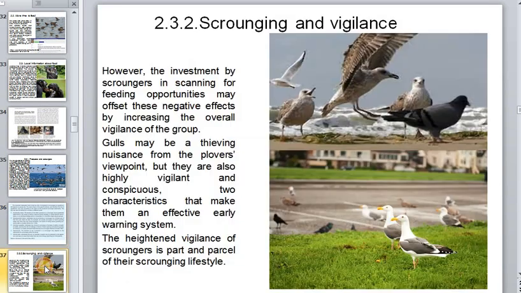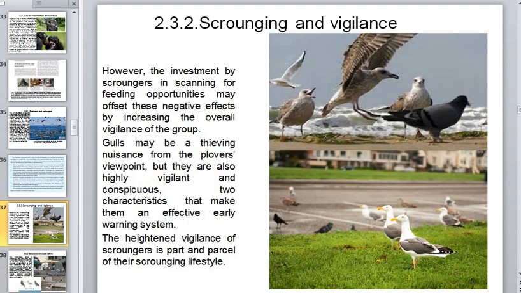Like a summary, but we move on to the next one: scrounging and vigilance for birds, especially for city birds. And here we see this, where the investment by scroungers in scrounging for feeding opportunities may offset these negative effects by increasing the overall vigilance of the group, and gulls may be gaining nothing from the lowers' viewpoint, but they are also highly vigilant and conspicuous, characteristics that make them an effective environment system. The heightened vigilance of crowders is part of their lifestyle.